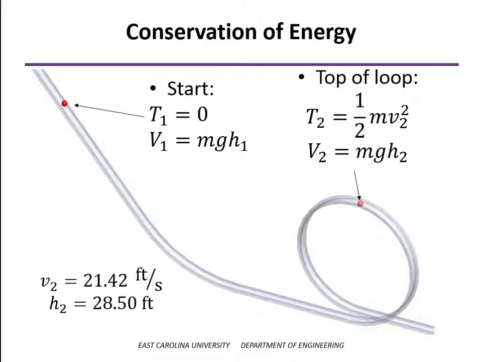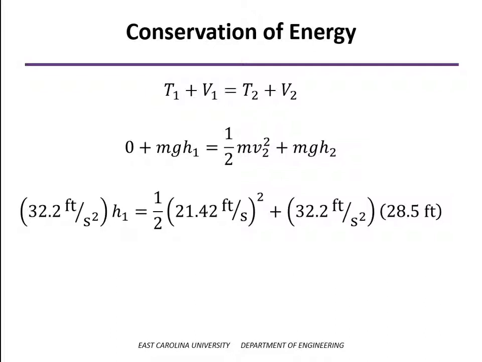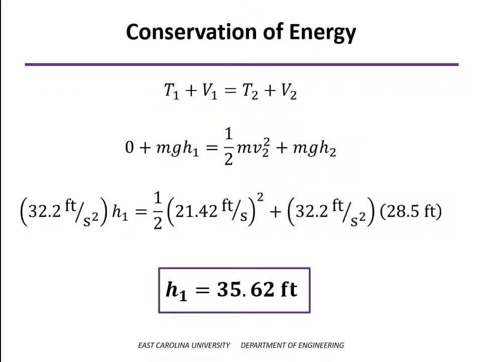So we know the conditions at the top of the loop, we know everything except for h1, and so now we apply the equation that the initial kinetic energy plus potential energy is equal to the potential energy and kinetic energy at the top of the loop. And once again we see that m is going to cancel out from all the terms, so the mass isn't important. And so we go through the calculations and we find that h1 is 35.6 feet. Okay.